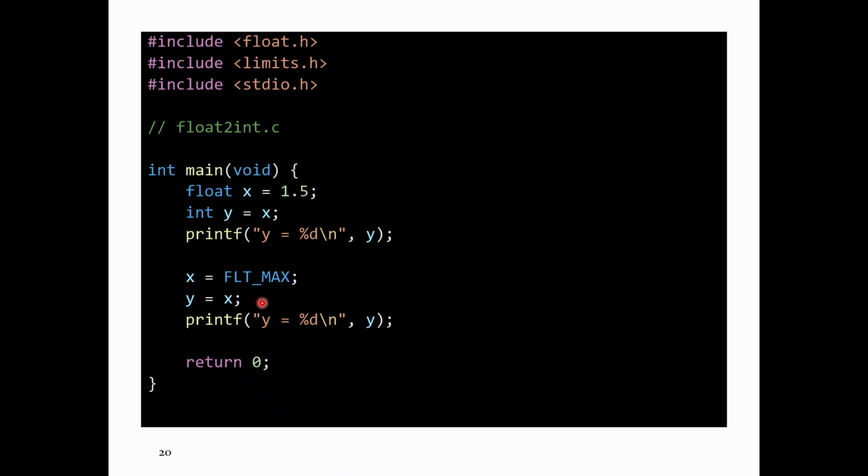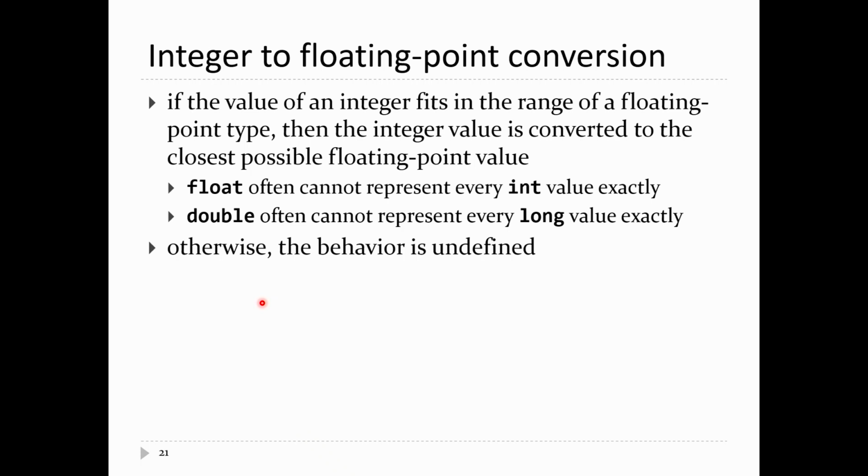Okay, integer to floating point. Can you go the other way? The answer is yes. If the value of the integer fits into the range of the floating point type, then the integer value gets converted to the closest possible floating point value. It doesn't get converted exactly. It gets converted to the closest possible. So if you try to convert an int to float, there are some int values that are not exactly representable in float, even though the largest int value is much smaller than the largest float value.